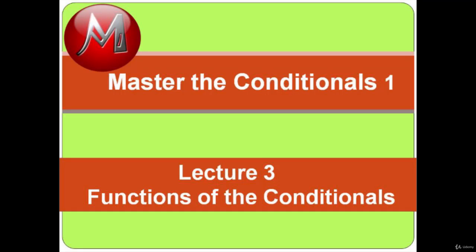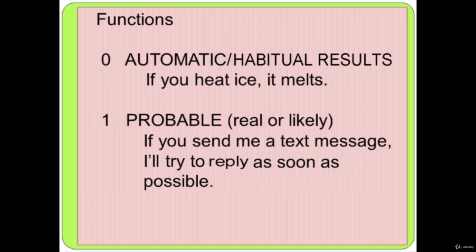Before we study the if forms in detail, let's look carefully at the function of the different forms, because if you can distinguish between the functions, you will be unlikely to make a mistake. The zero or general conditional is used when we are talking about an automatic or a habitual result. If I say, if you heat ice, it melts, that is an automatic result.